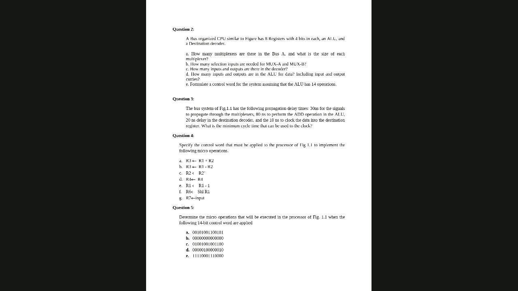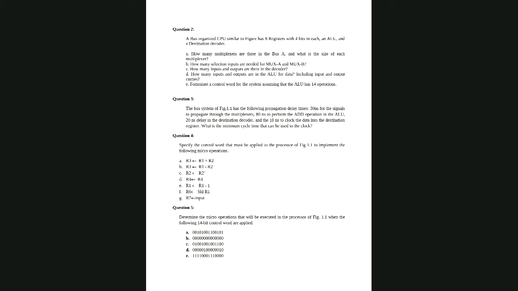The bus system figure has the following propagation delay time: 30 nanosecond for the signals to propagate through the multiplexer, and 80 nanosecond to perform add operation, and 20 nanosecond delay in the destination decoder, and 10 nanosecond to clock the data into destination register. What is the minimum clock cycle time that can be used to clock the data?